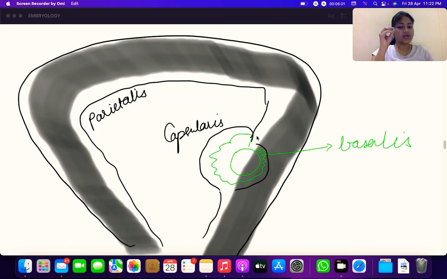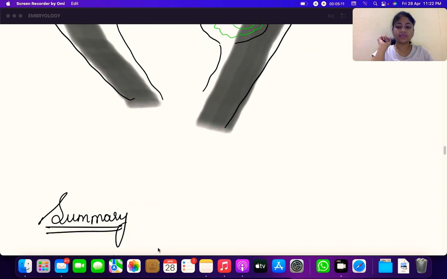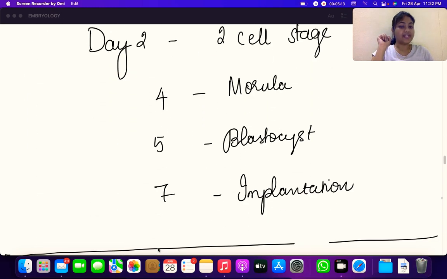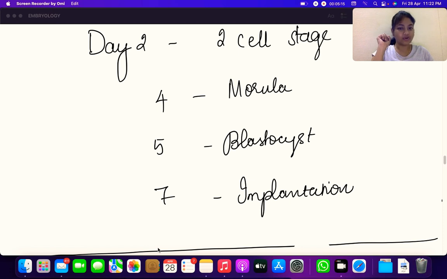So the decidua that is covering the part near the implantation site is called the basalis, outside is called the capsularis, and elsewhere it is called the decidua parietalis. So to sum up, on day 2 it is the 2-cell stage, day 4 is morula, day 5 is blastocyst, and between day 6 to 7 implantation happens.